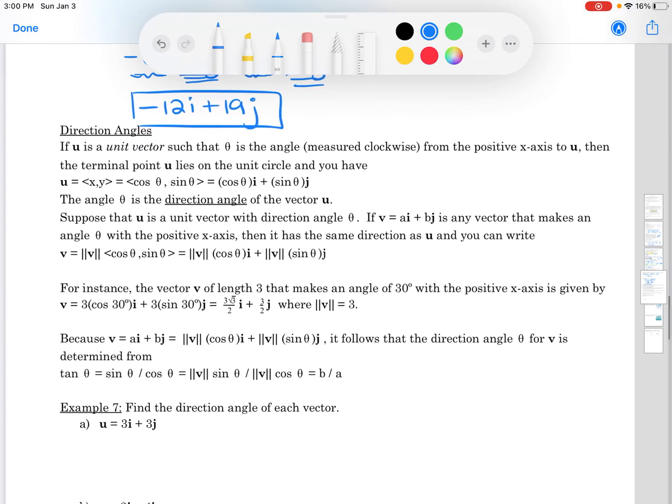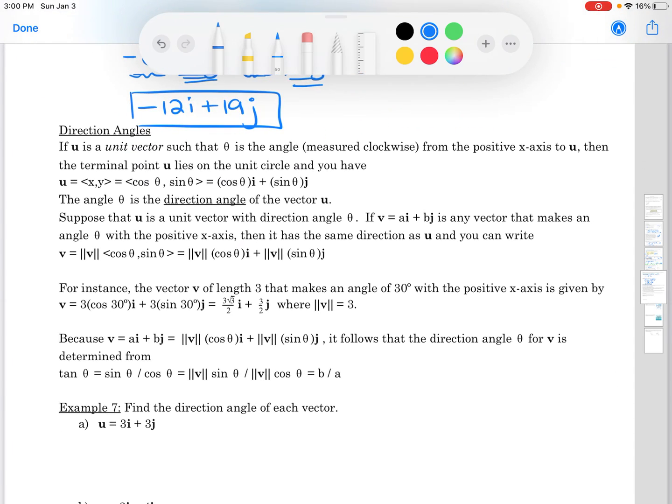And lastly, direction angles. So if u is a unit vector such that theta is the angle measured clockwise from the positive x-axis to u, then the terminal point of u lies on the unit circle, and you have u is equal to x comma y, with cosine theta, sine theta as my components there. And then if we were going to write this in linear combination form, we just pull the cosine and the sine out. So the theta here is going to be considered our direction angle of the vector. So we're going to suppose that u is a unit vector with the direction angle of theta.